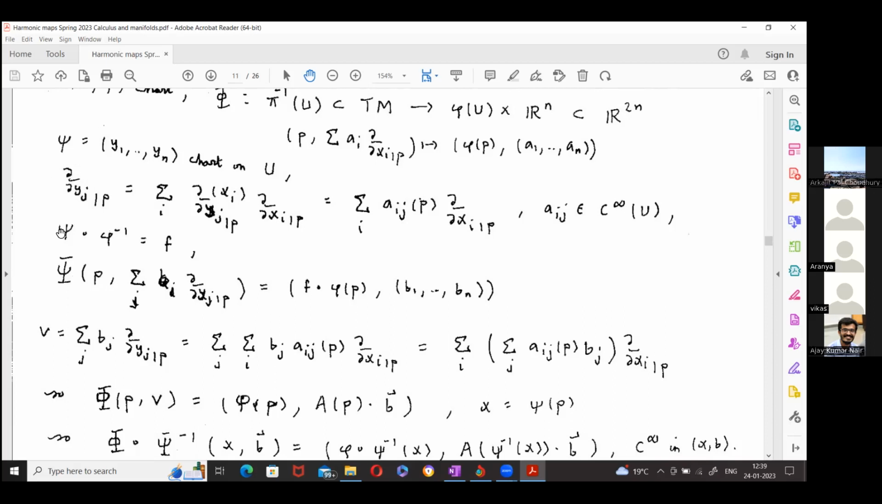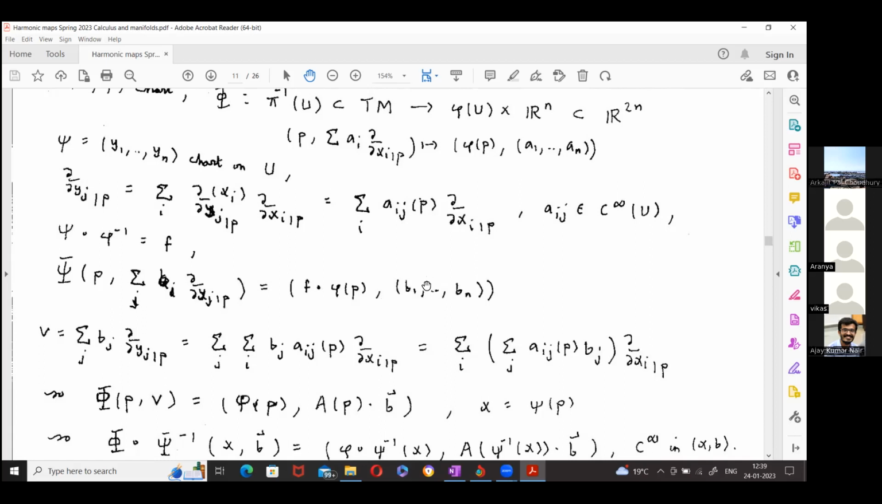So the change of chart, psi composed with phi inverse, is some smooth map, some smooth diffeomorphism F from Rn to Rn, right? So psi is equal to F composed with phi, okay? So this I can write as F composed with phi of p, comma, b1 to bn.